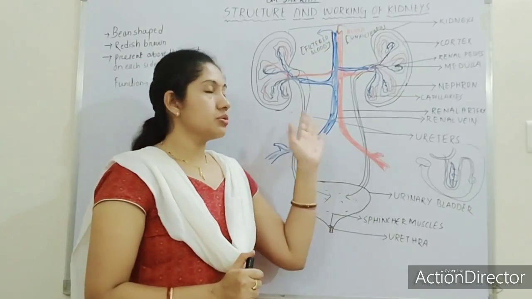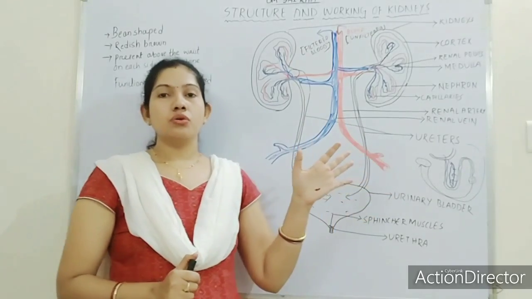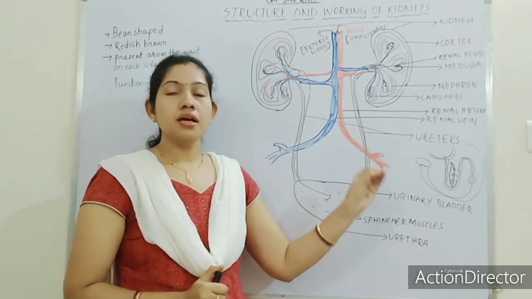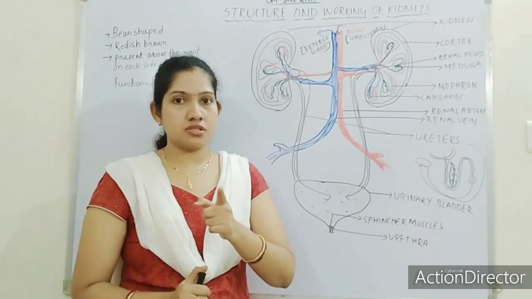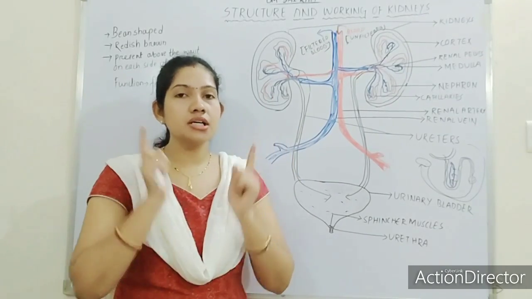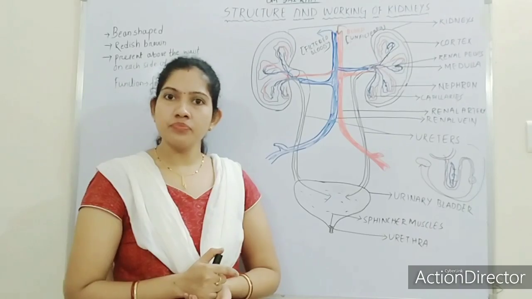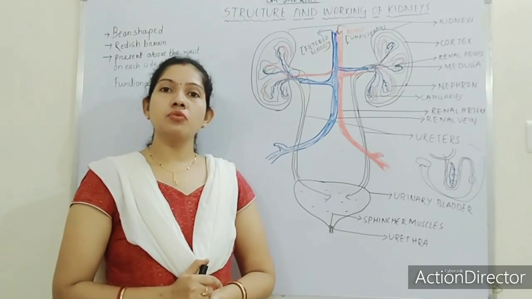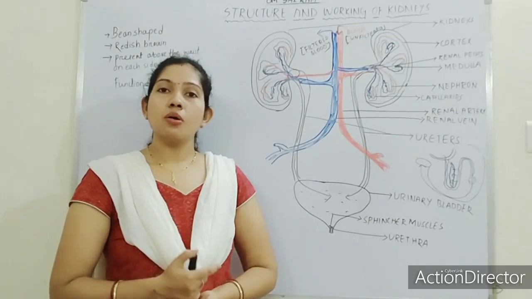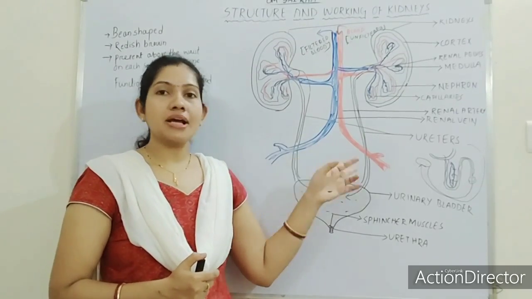Got it? So this is homework for all of you: practice the diagram, try to label it on your own, and note down the functions on your own, so that you will have a clear idea about this topic. So this is all about our today's topic. In the next class we will move on to some more important topics, and do not forget to practice it on your own.